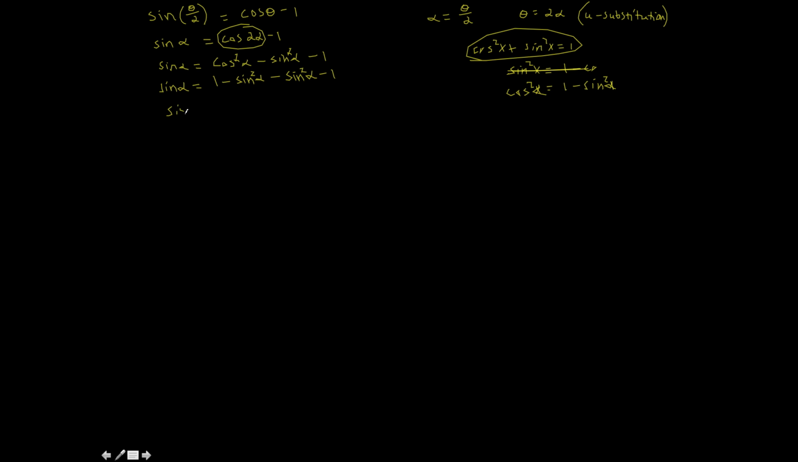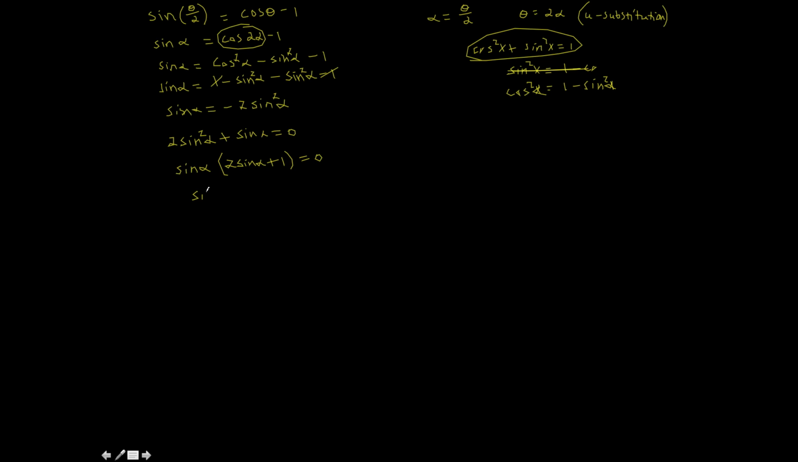Okay, so we have sine alpha equals, the 1 and negative 1 cancel each other out, so we have a negative 2 sine squared alpha. Alright, so what I can do is add 2 sine squared alpha to both sides, and I get 2 sine squared alpha plus sine alpha equals 0. Now, why is that so important? Because now I can factor. Look. Sine alpha times 2 sine alpha plus 1 equals 0.